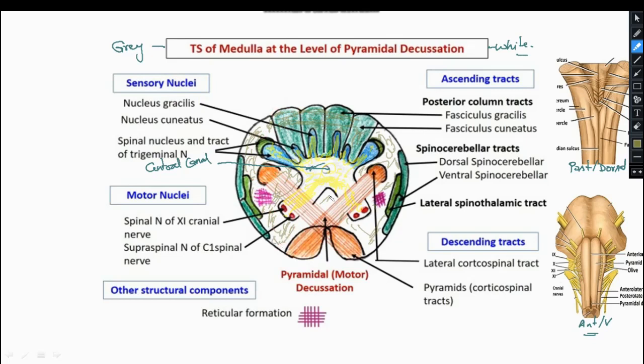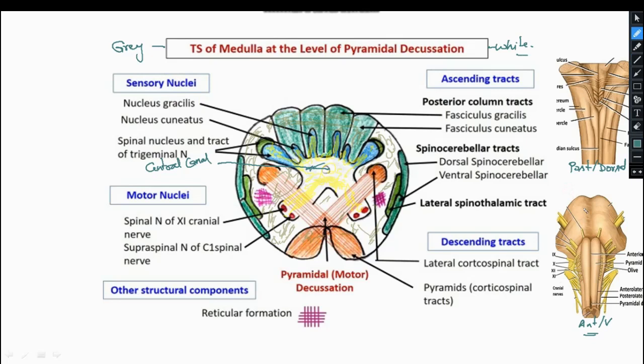Clear? So in this transverse section, the nuclei which you see are in the gray matter, whereas these fasciculus or fasciculi are in the white matter. So these fasciculi are the axons.